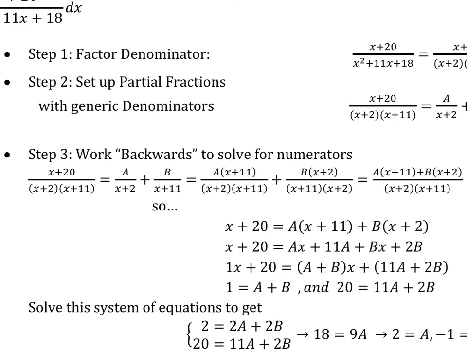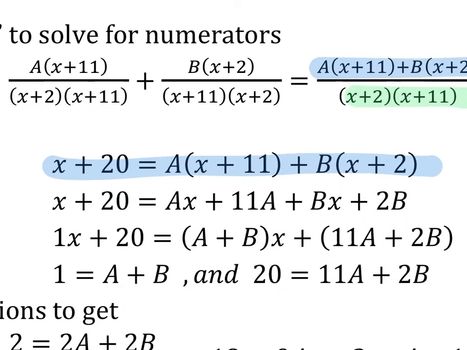But notice the denominators at the beginning and the end are the same. So here we have x plus 2 and x plus 11 multiplied. And the numerators would have to be equal also. So that's the key. We're going to say x plus 20 has to be equal to a times x plus 11 plus b times x plus 2. See how that works?